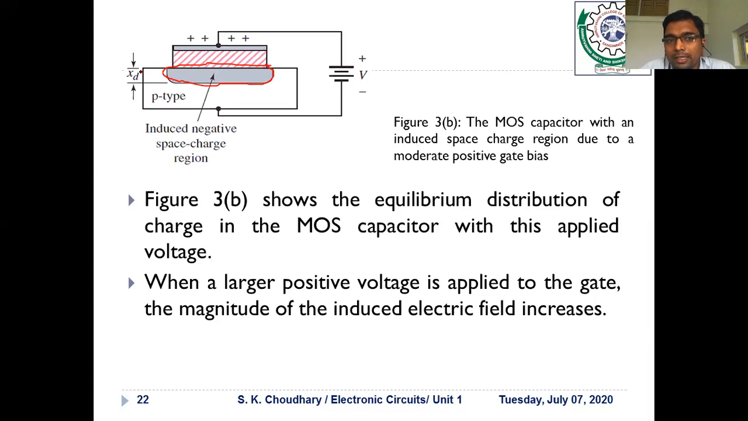The depth of this depletion region is xd. So this is the second process. First is the accumulation, second one is the depletion region creation.